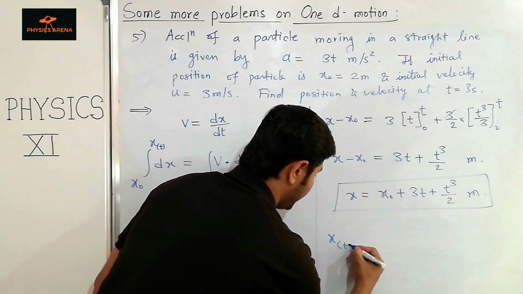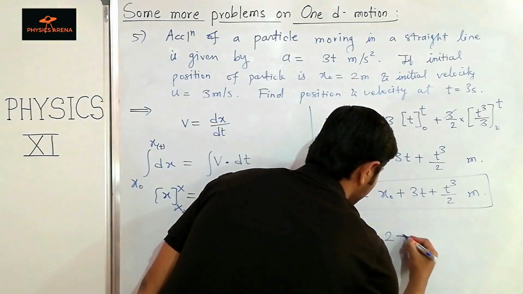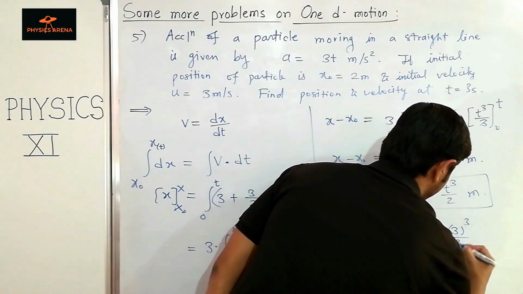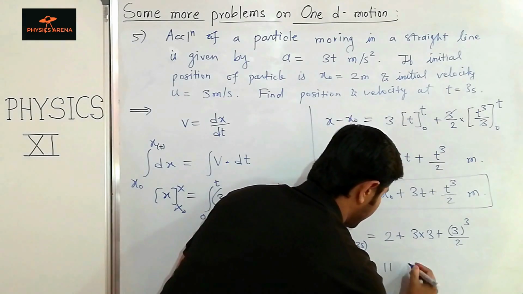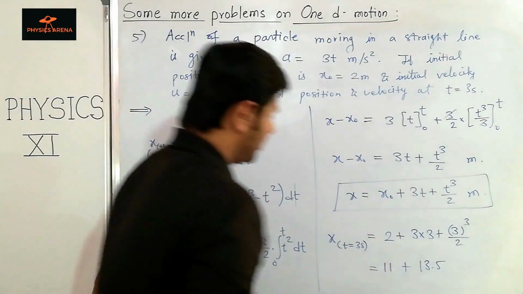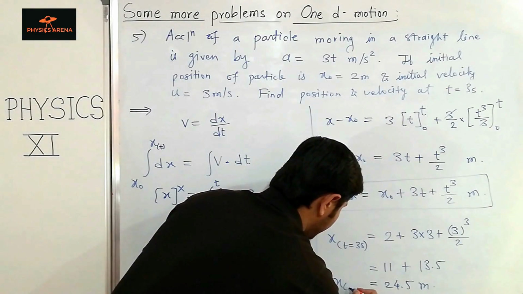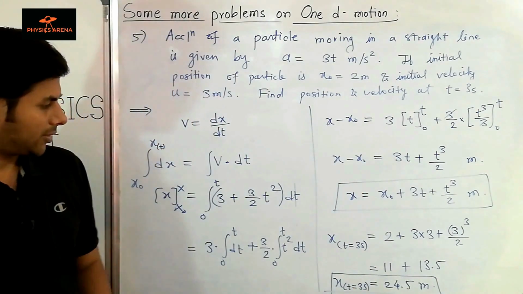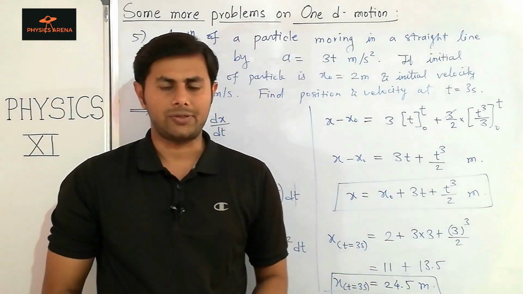So x at t equals 3 seconds is equal to x0, which is 2 meters. So 2 plus 3 times 3 plus 3 cube divided by 2. This is 9 plus 2 is 11. 11 plus 3 cube is 27. 27 divided by 2 will give me 13.5. 13.5 plus 11 gives me 24.5 meters. So this is the position at t equals 3 seconds. Okay. So we found the velocity and position of the object.